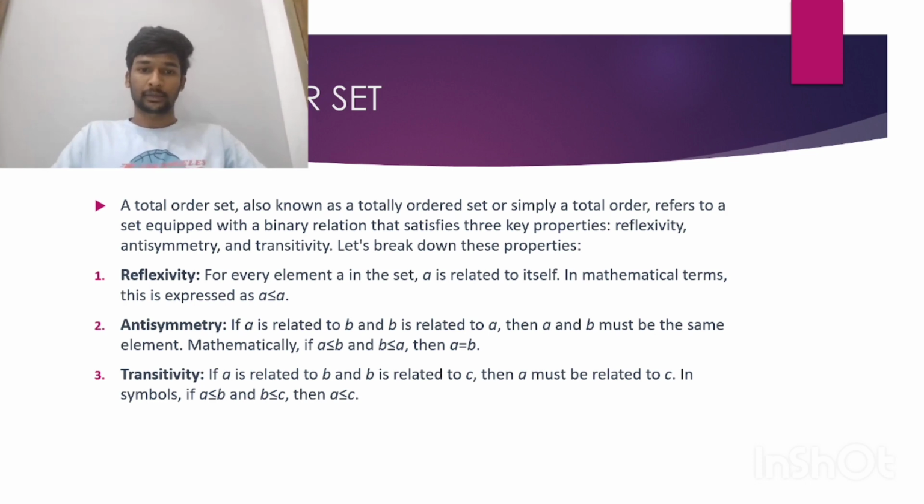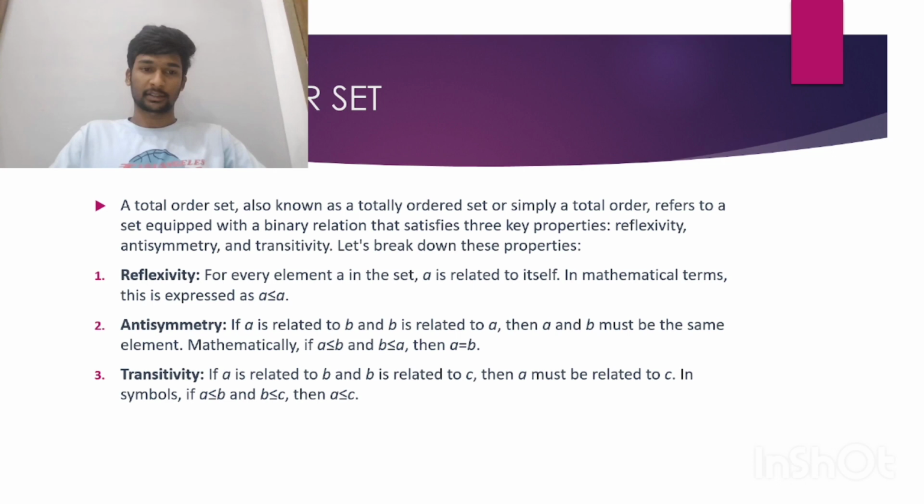For every element A in the set, A is related to itself. That means every particular A in the set is related to itself. In mathematical terms, it is expressed as A less than or equal to A. That means it is related to itself. The total order set is a comparable set: if A and B are in the set, A should be comparable to B.